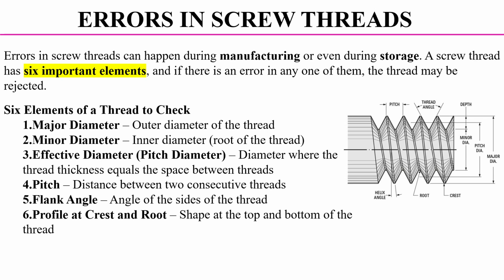And the next element is the pitch. Pitch is the distance between two consecutive threads. Next element is the flank angle. Flank angle is the angle of the sides of the thread. And the last element is the profile at the crest and the root. The shape at the top and bottom of the thread we call the crest and the root.